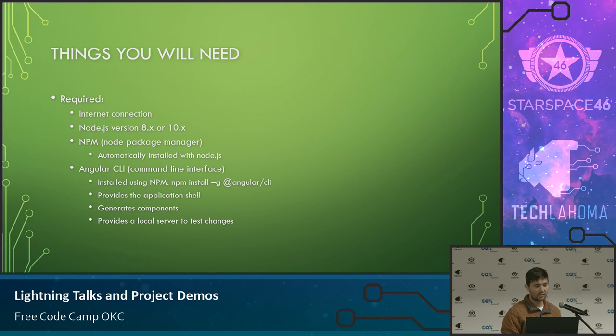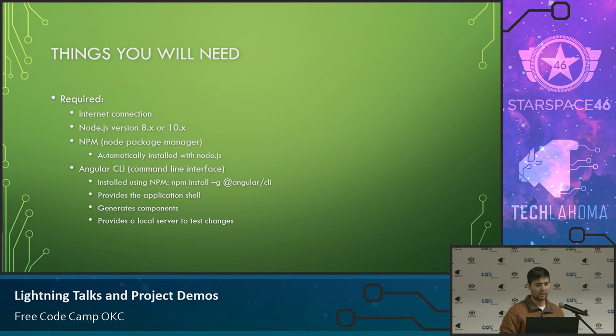You'll need Node.js, either version 8.x or 10.x, and the Node package manager, NPM. That comes automatically when you download Node.js and install it on your computer. You will also need the Angular CLI. And you can install that by executing the command npm install -g @angular/cli. And the -g in this command says that you are going to install Angular globally, so you'll be able to use it in any folder.